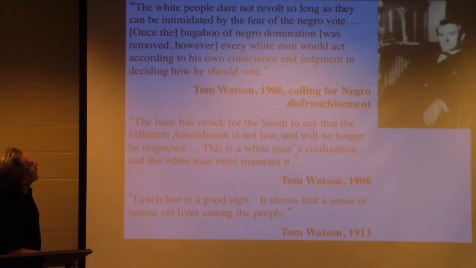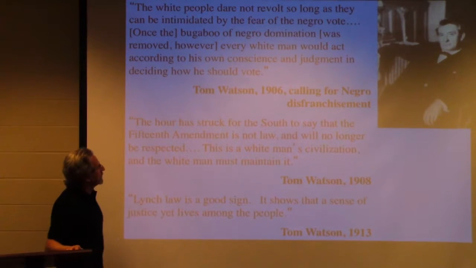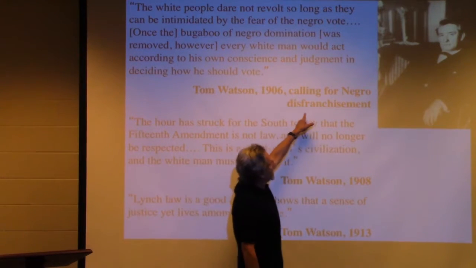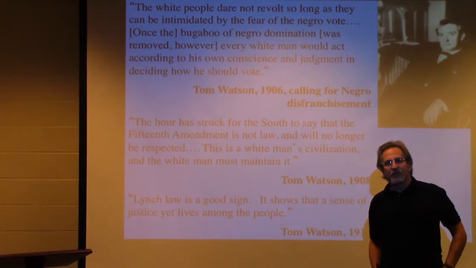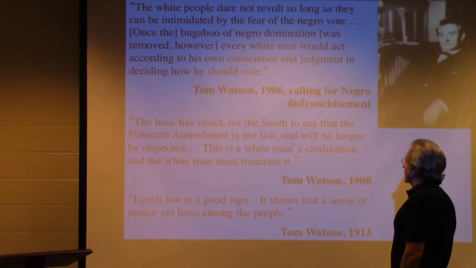Here in 1906, the white people dare not revolt so long as they can be intimidated by the fear of the Negro vote. Once the bugaboo of Negro domination is removed, every white man would act according to his own conscience and judgment in deciding how he should vote. So in 1906, he calls for disfranchisement of black voters, taking away their right to vote.